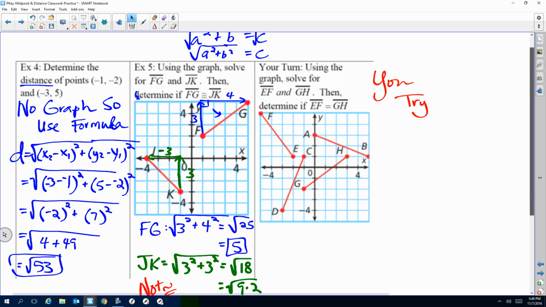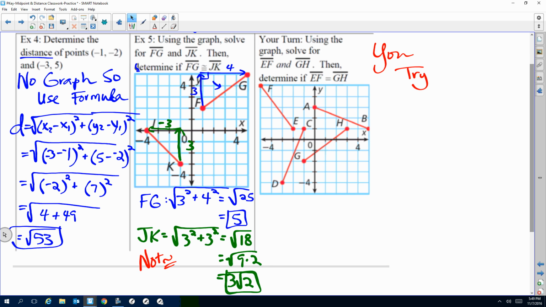And then on here, I can physically see, just by drawing it, at 3 and 4, 3 and 3, that one's bigger than the other. But if I want the actual mathematical proof, 5 and 3 square root of 2, because you can simplify the square root of 18, they're not congruent. So I wanted you to try the next one.